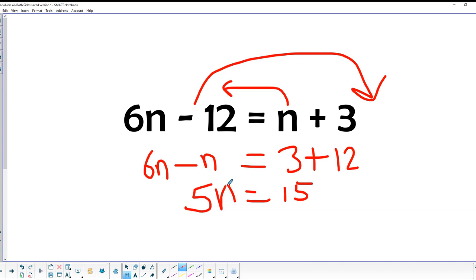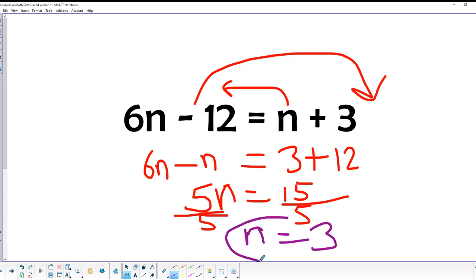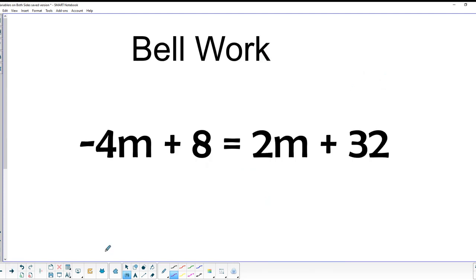Let's clean up that n a little bit there. Now we're going to divide both sides by 5. And when we do that, we get a nice answer. n equals 3. This is looking pretty easy to me. I hope you're starting to see that too.